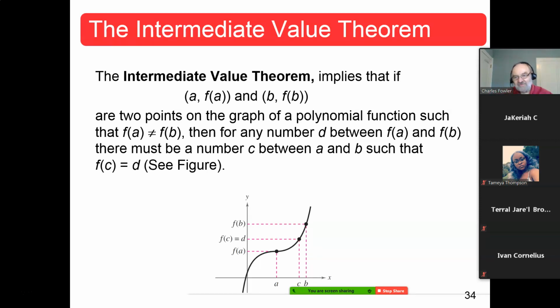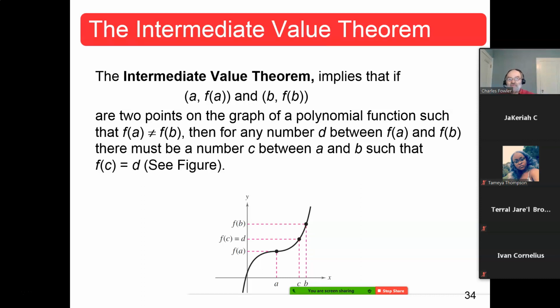Here's what it says. The intermediate value theorem implies that if you know 2 points, x equal a, of course your y would equal f of a. That's what your y value is, f of a. You know another point, x equal b, the y value would be f of b. So these are 2 points on the graph of a polynomial function. Now remember 2 characteristics of a polynomial function. The graph is smooth and continuous. That continuous part is really the important part here.